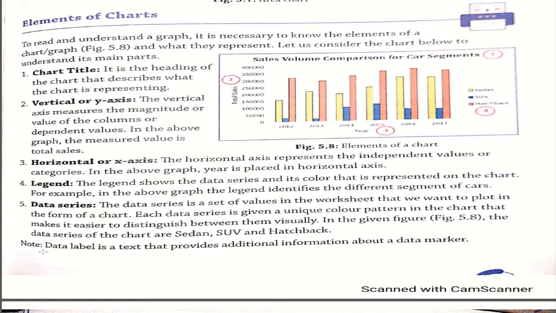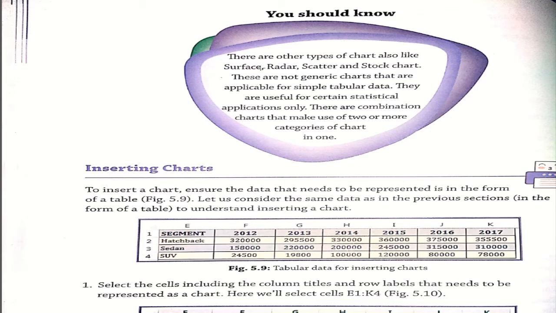Now, a data label is text that provides additional information about a data marker. We should also know that there are many other types of charts available, like surface, radar, scatter and stock charts. These are not generic charts that are applicable for simple tabular data. They are useful for certain statistical applications only. There are combination charts that make use of two or more categories of chart. Next is inserting a chart.